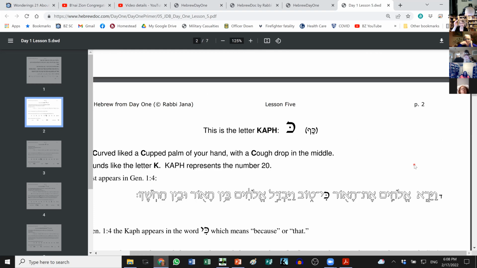I want you to take the palm of your hand. I want you to curve it like this. Palm of your hand and curve it. This thing, the palm of your hand, is called a kaf. A spoon, like a tablespoon, is called a kaf. A teaspoon, a little spoon, is called a kapit, by the way, but this is a kaf.